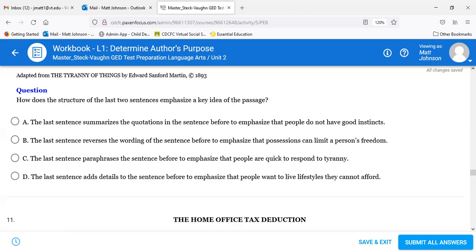C, the last sentence paraphrases the sentence before to emphasize that people are quick to respond to trade news. D, the last sentence adds details to the sentence before to emphasize that people want to live lifestyles they cannot afford. D? It's B. Yeah, 10 is B.